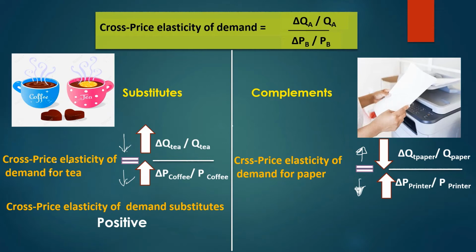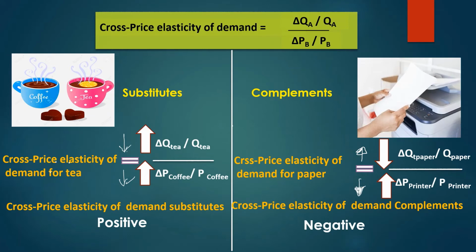So in the case of complements, both the quantity demanded for paper and the price of the printer always move in the opposite direction. So we can say in a general way that cross price elasticity of demand for complements is always negative. If prices are increasing, then the quantity demanded of the complement is going to decrease. So that's all for this slide, and I hope that you have understood it in a very clear way.